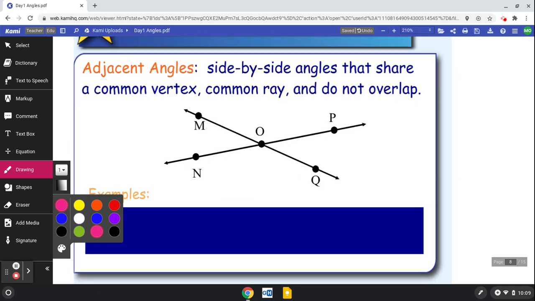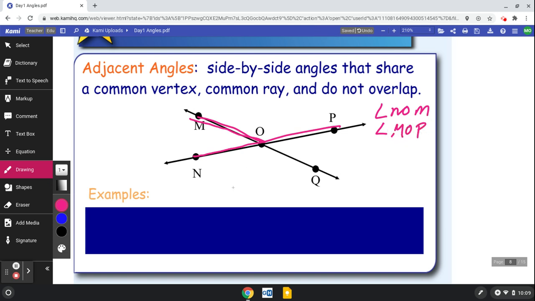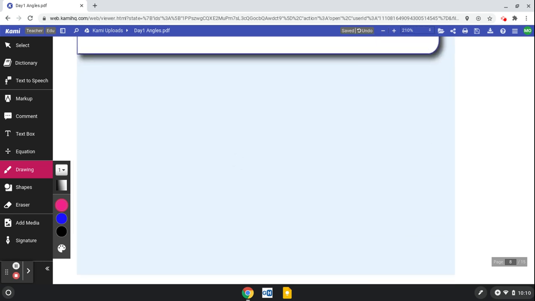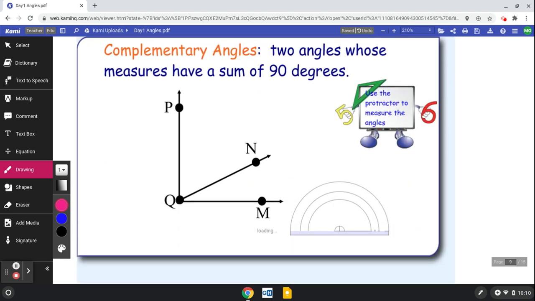Adjacent angles. Remember, adjacent means that they are connected. So if I wanted to use this angle, angle NOM is adjacent with MOP. And there's another pair. And there's more in there. You can keep going on and on. Just giving you some examples.